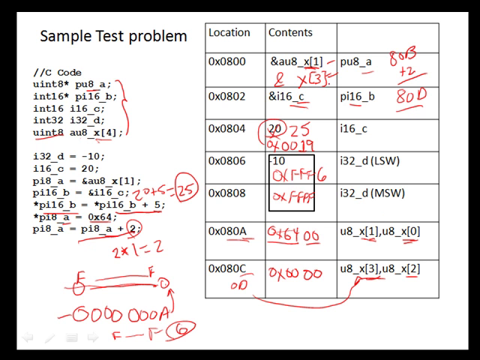And at this point, we have this location filled in. It's going to be 80D. We have that. We're missing this. What's the address of C? The address of C is 804, so this hex value right here would be 804, sitting in this memory location.